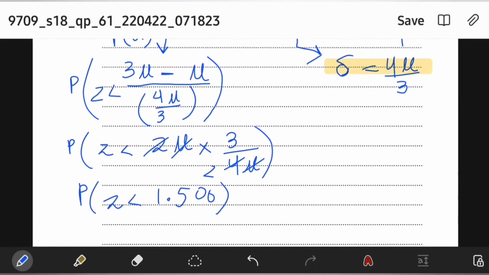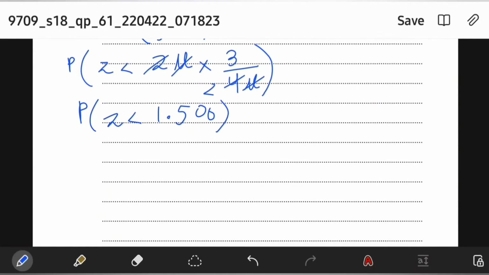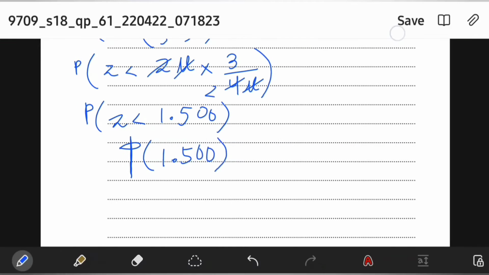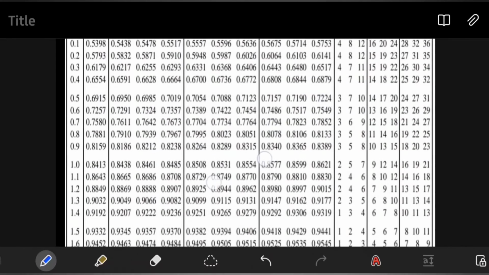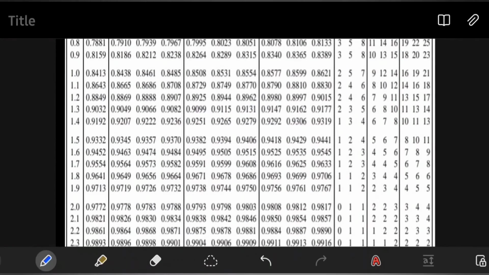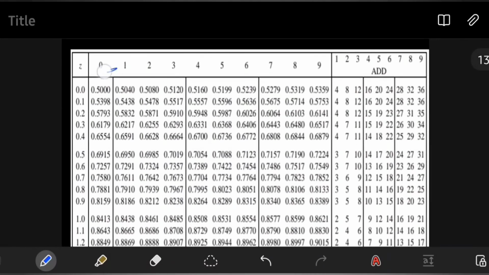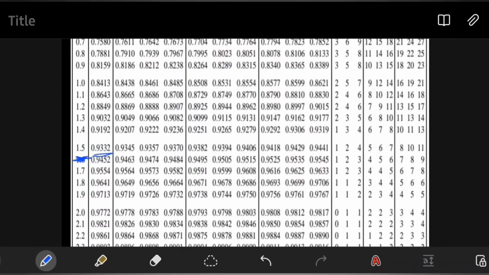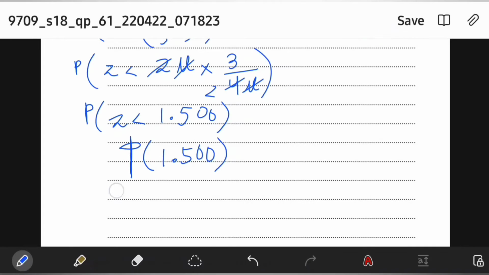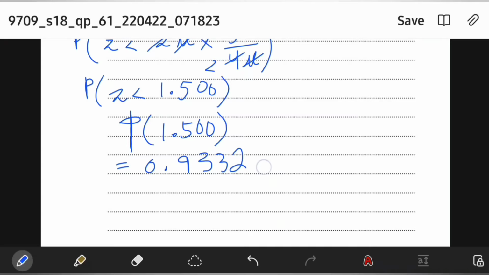Now I simply have to find out the value. First, the formula is just phi 1.5. Let's read the value of 1.5. Remember, it's not an inverse, so the method is different. Here is 1.5. Since there's nothing more than 1.5, so the value would be just, there's a 0, so it would be just 0.9332. So from the table, 0.9332, and as always, give the answer to 3 significant figures.